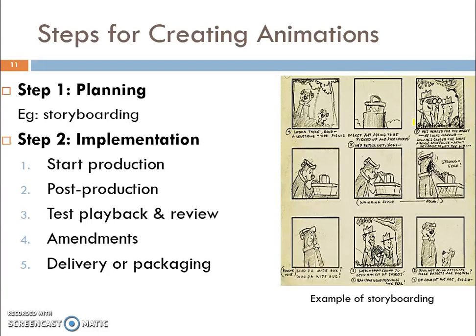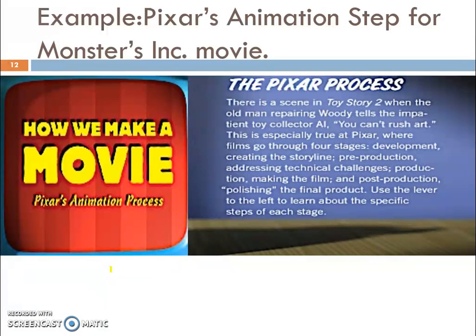So, steps for creating animation. There are several steps. First, you have to plan the storyboarding. What is the story? And then the implementation: start production, post production, test, playback and review, and then amendments, and deliver or packaging. This is an example of the Pixar animation steps for Monsters.